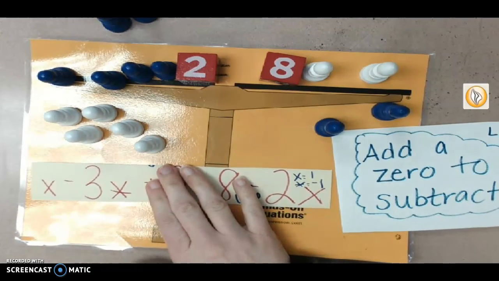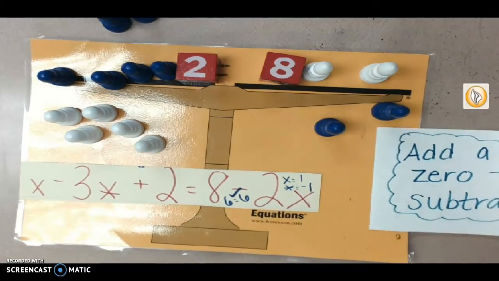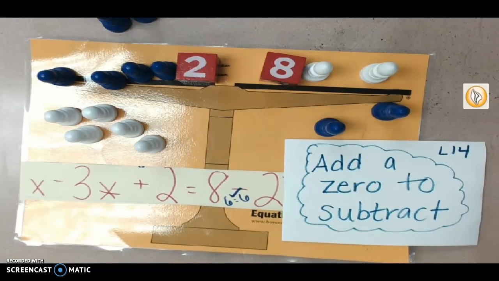So in lesson 14 on your own, you're going to need to add a zero when you're setting up your equations before you can begin to solve them.